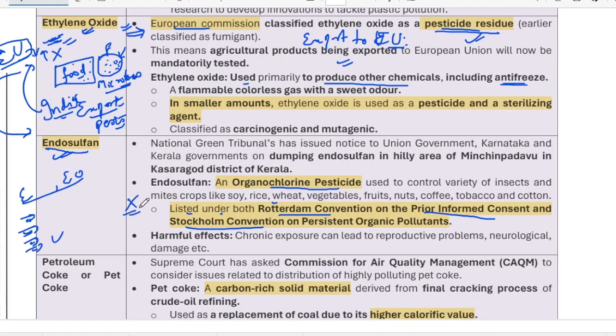This is all about endosulfan. Even if its export is done, then the prior informed consent of the importing country is needed. The importing country should give its consent, saying you can export this product to us, and only then can the product be exported. What is the compound name? Endosulfan. So endosulfan and ethylene oxide, you must remember both of them.